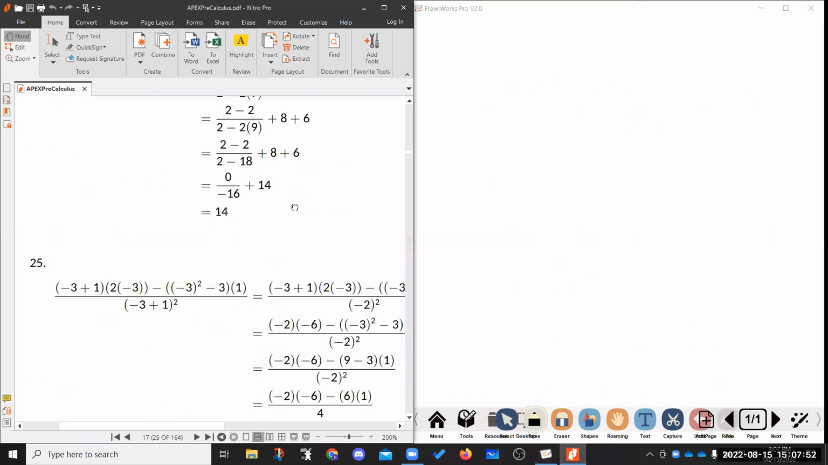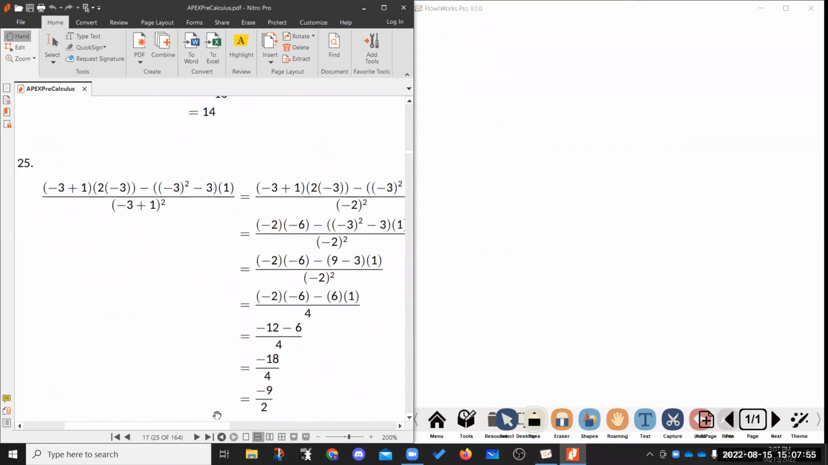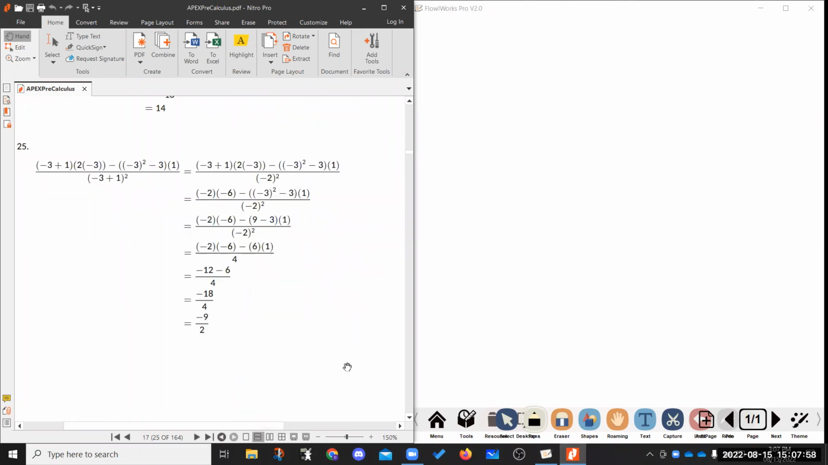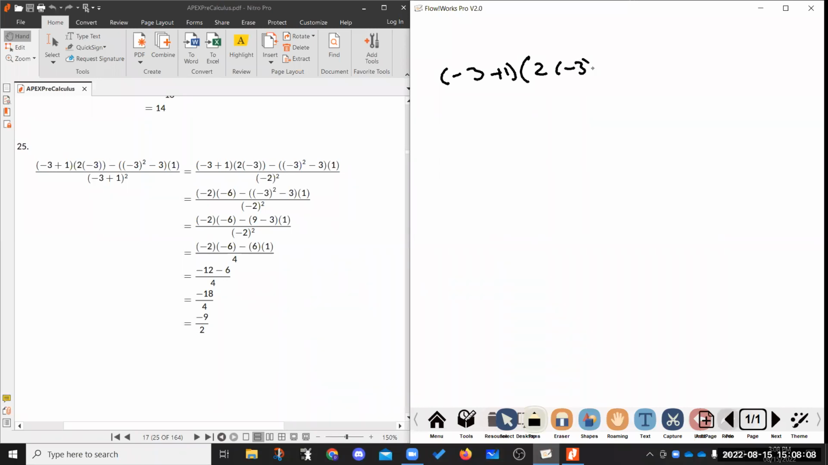That's a good one. Number 25 asks us, I have to zoom out just a little bit here on this one. It says -3 plus 1 times 2 times a -3 minus, there's just lots of parentheses here, is what's going on. With 3 squared minus 3 times 1. So we close all the parentheses. There we go.